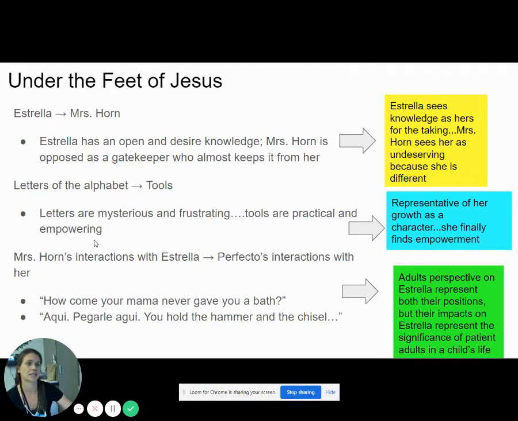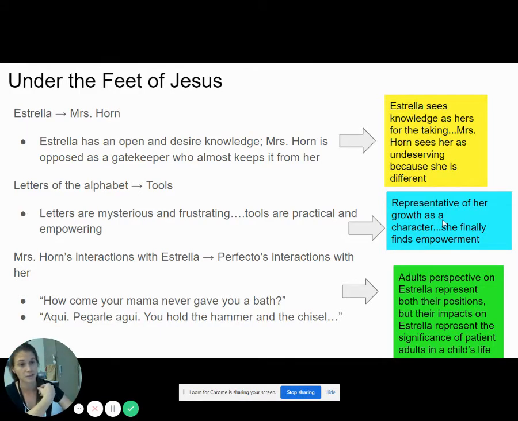Another contrast in the text, the letters of the alphabet and the tools. So we see the letters of the alphabet in the first half and the tools in the second half of that passage. The letters are mysterious and frustrating to Estrella, but then the tools are sort of practical and empowering.